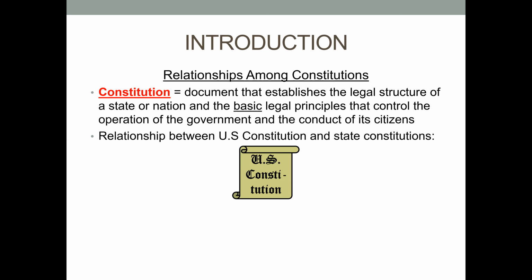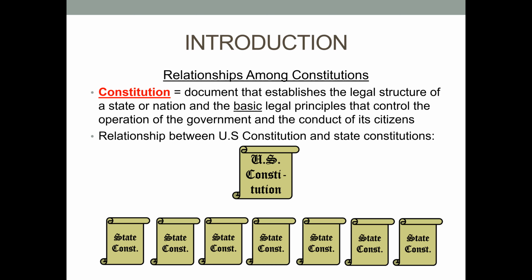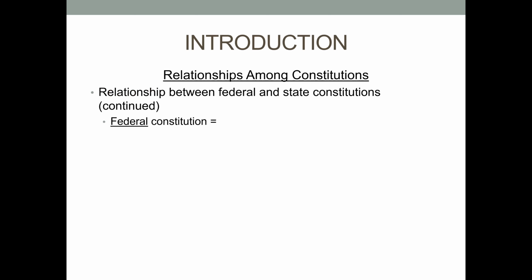Now, in the United States, we actually have a lot of constitutions. We have the federal or United States Constitution, of course, but every state has its own constitution. Even though we have all these different constitutions, the United States Constitution, that is the federal Constitution, is by its own terms the supreme law of the land. So the federal Constitution is the supreme law of the entire country.